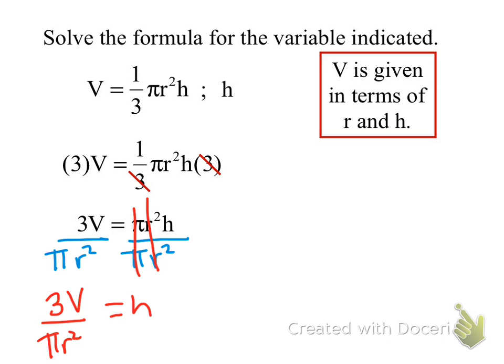Now we can turn it over. H equals 3V over pi r squared. So what this formula is saying is the height of a cone is equal to 3 times the volume divided by pi times the radius squared. That's hard. Okay, questions?